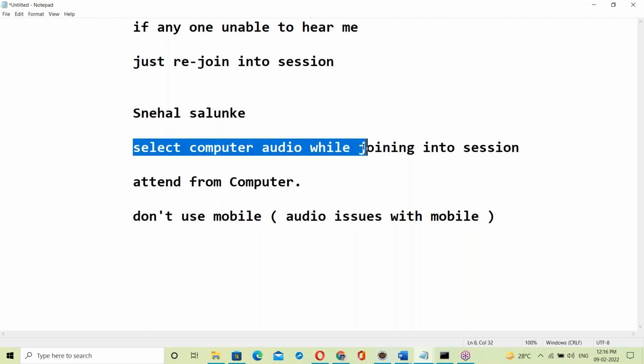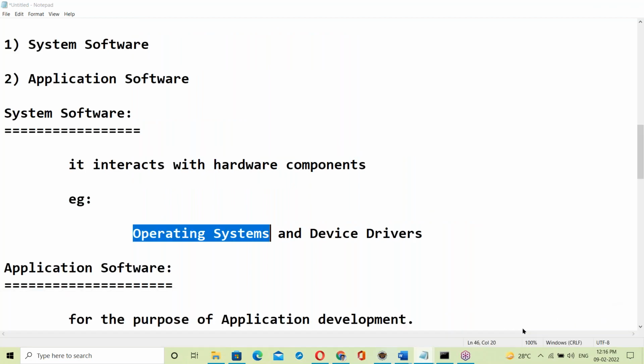Select computer audio while joining. Of course, it will be selected automatically. If not, just select it. Okay, fine.